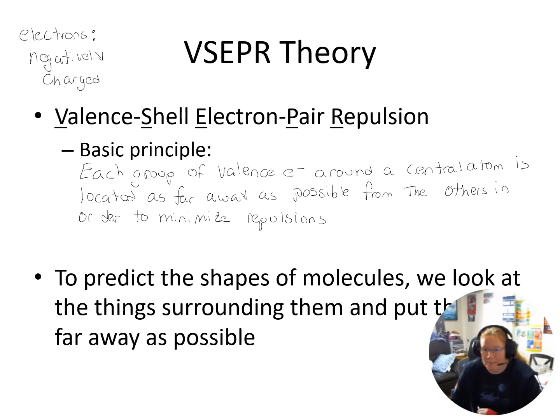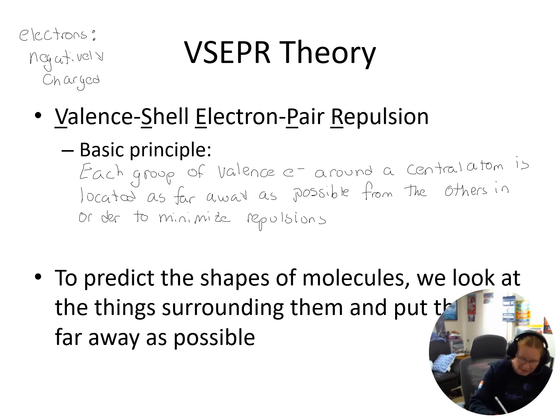What happens when I put two like-charged things next to each other? Do they attract each other or do they repel each other? They repel each other. All right, and so electrons are all negatively charged, and they want to minimize the repulsions they feel by being pushed near each other. So they push each other as far away as they possibly can in order to minimize those repulsions. So when we look at the shape of molecules, we have to look at the things surrounding them and put them as far away as possible.